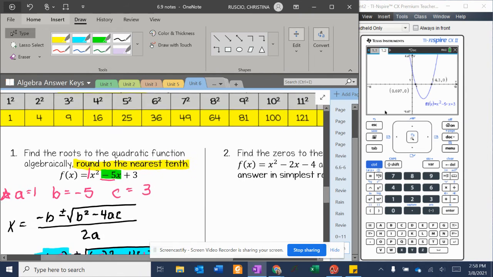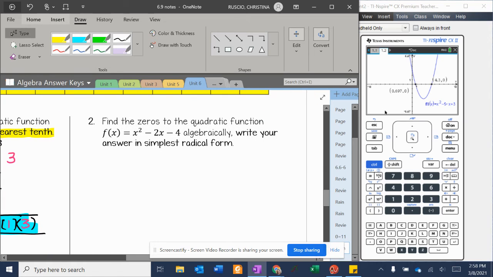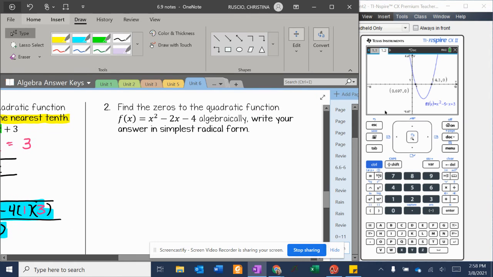Okay, so now let's talk about number 2. We're going to do this all again. Hopefully, you remember the steps. Oh, you want to identify A, B, and C first? You're right. A is 1. B is -2. C is -4.